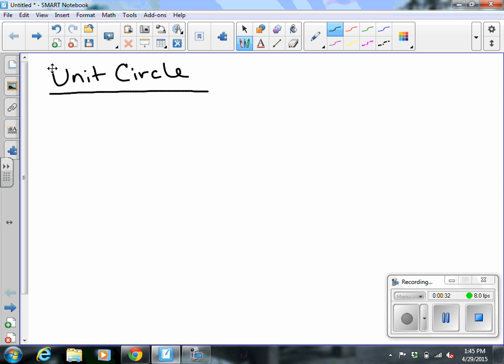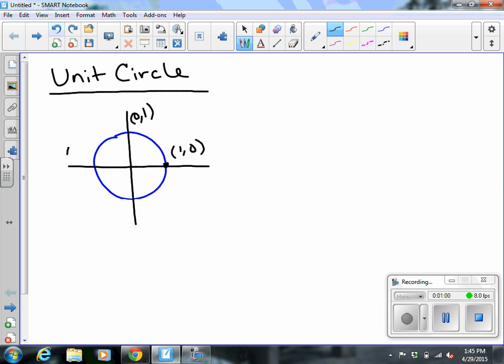So what is a unit circle? Well, a unit circle is a circle. Actually, let's do this backwards. Let's draw my circle first, then we'll cut it in half. So my unit circle has a radius of 1. Okay, so this would be my unit circle.